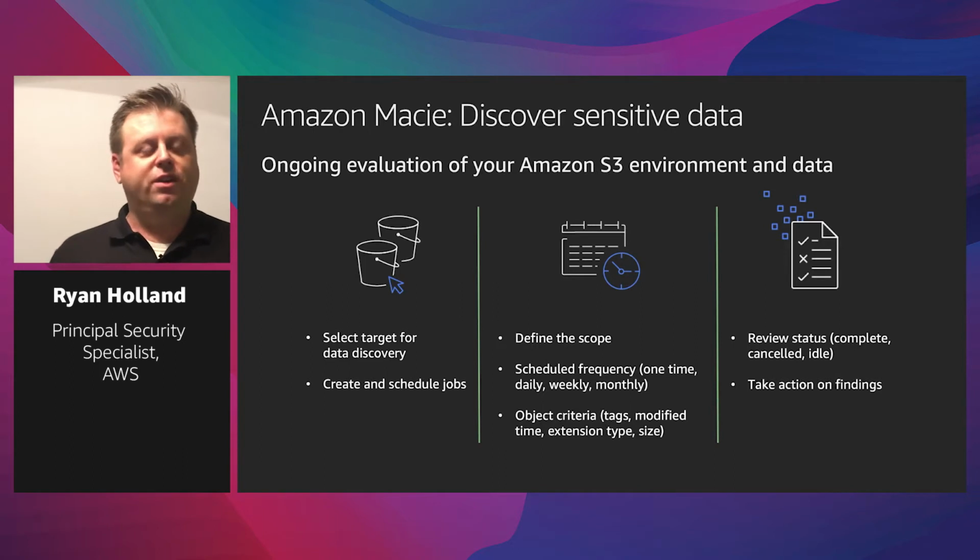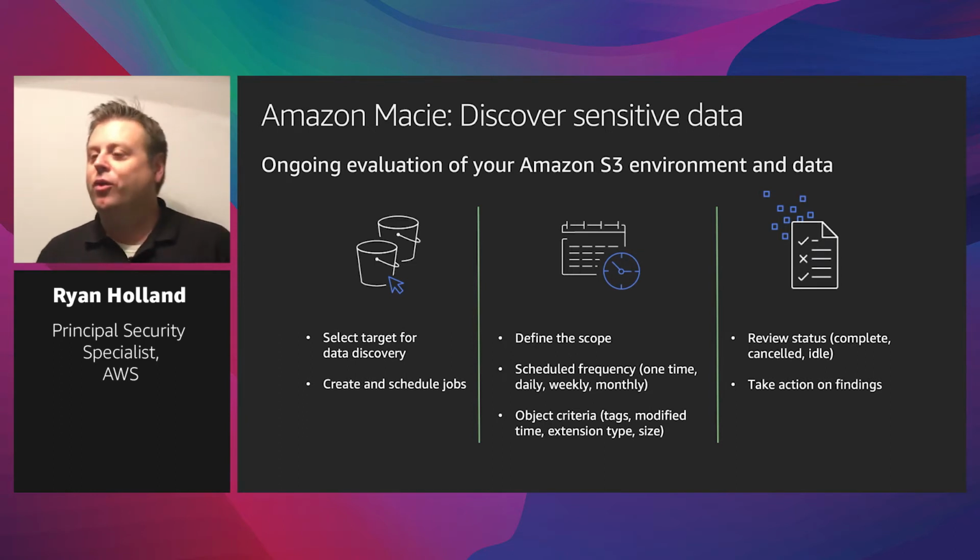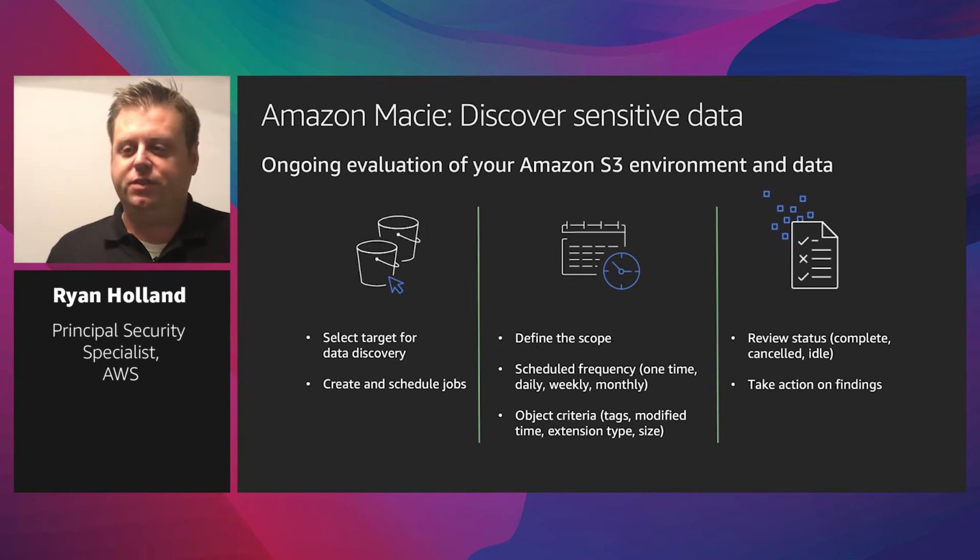And when you start to create your job, you get to choose between two different types. So there's a one-time job, which means kind of what it sounds like. We're going to process all the objects in the bucket. We're going to identify all the sensitive data and give you the findings for those.